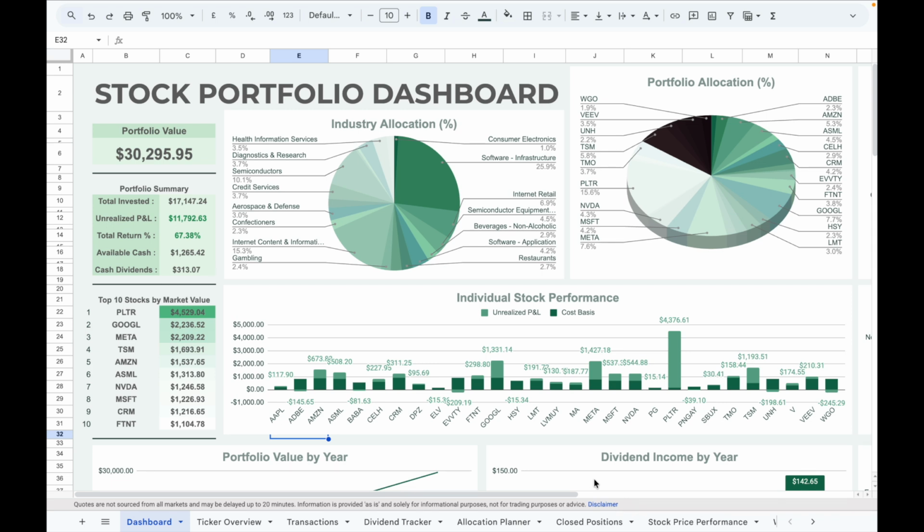You will be able to monitor unrealized P&L for each individual stock and see the top 10 stock by market value, so you can easily identify the best performers. This tracker is suitable for investors who buy and hold stock for long-term investing. Now let me show you step by step how to use this stock portfolio tracker.